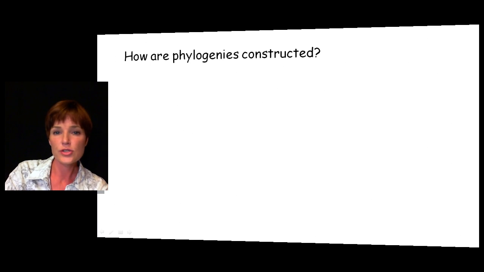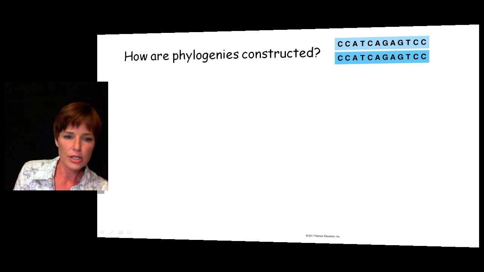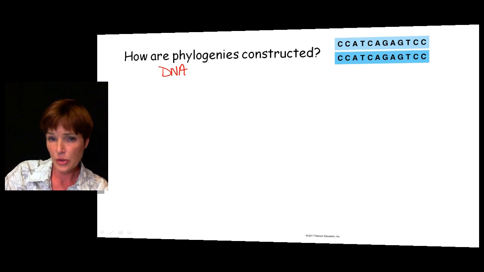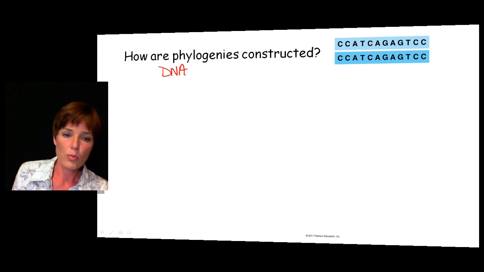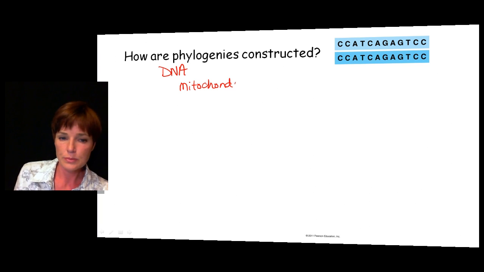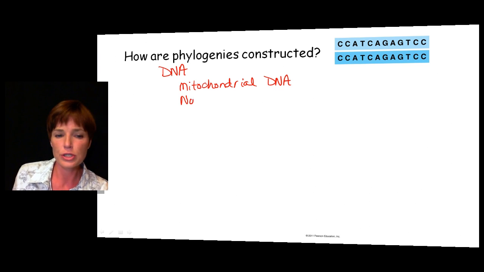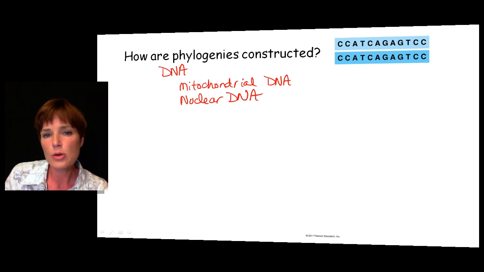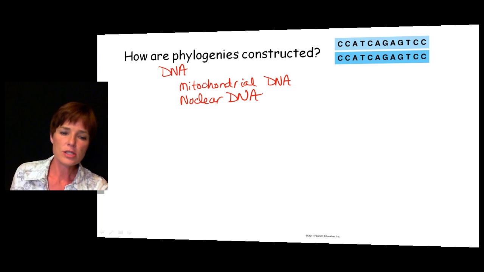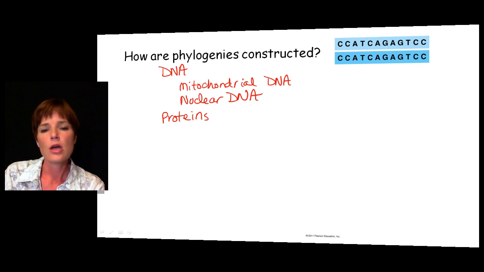Another tool that we can use for constructing phylogenies is molecules. And when we're talking about molecules, a lot of the time we're talking about DNA. This is certainly not the only molecule that we can use. We could use mitochondrial DNA, which is often the case. We could use nuclear DNA. We could use DNA for ribosomal genes. We could also look at proteins. That would be another thing to compare.